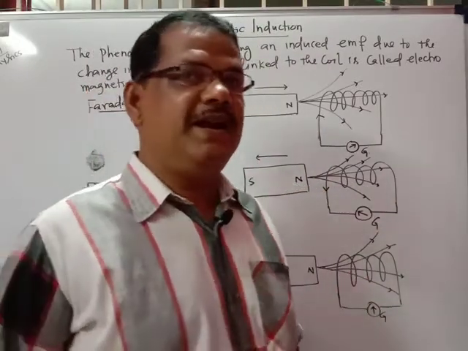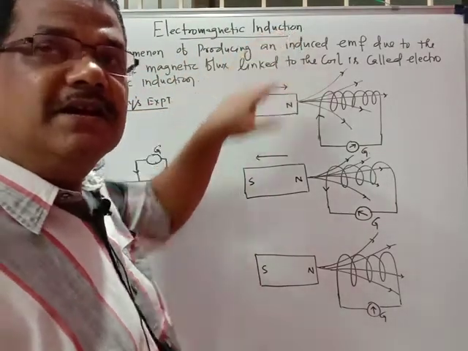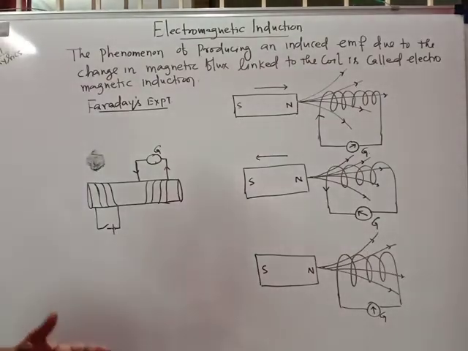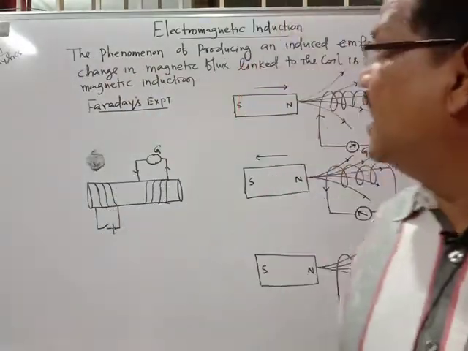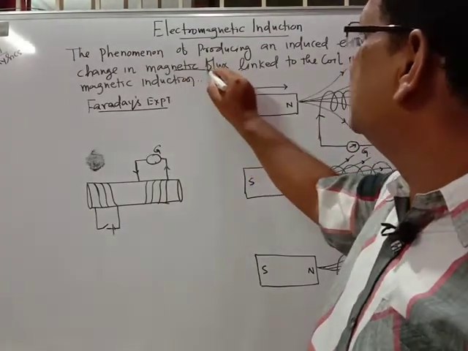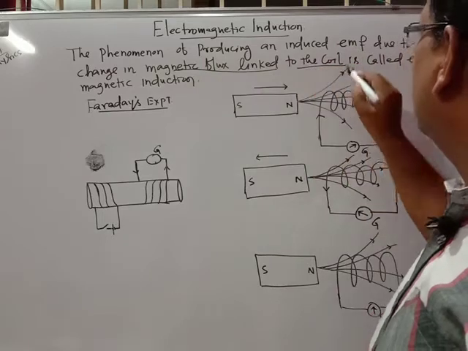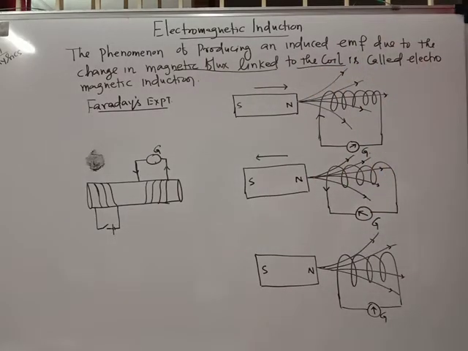Here we will be finding electromagnetic induction. What is electromagnetic induction? Actually, it is the phenomenon of producing an induced EMF due to the change in magnetic flux linked to the coil.